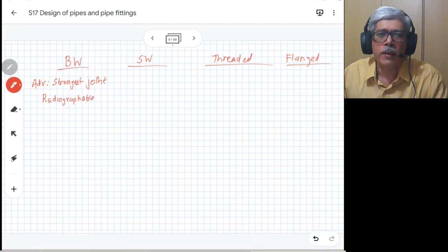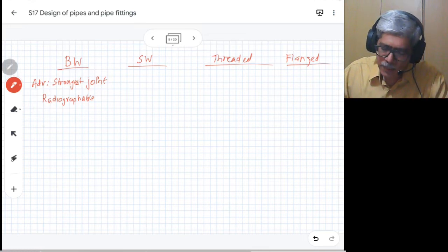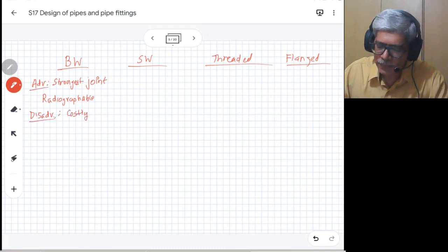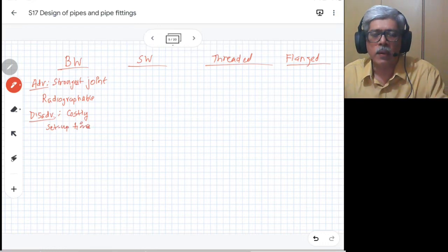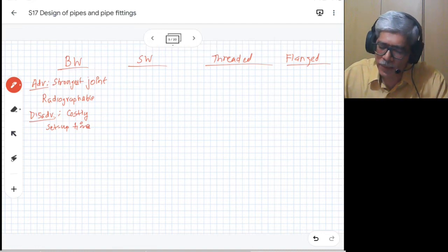So again, for critical joints where you want to maintain the records of NDT, you have no choice but to go for butt welded joint. Obviously, the disadvantage is it is the costliest among all the joints. It is costly, and it requires setup time, which is more than any other joint. All of the joints would require setup time, but a butt welded joint requires more setup time.